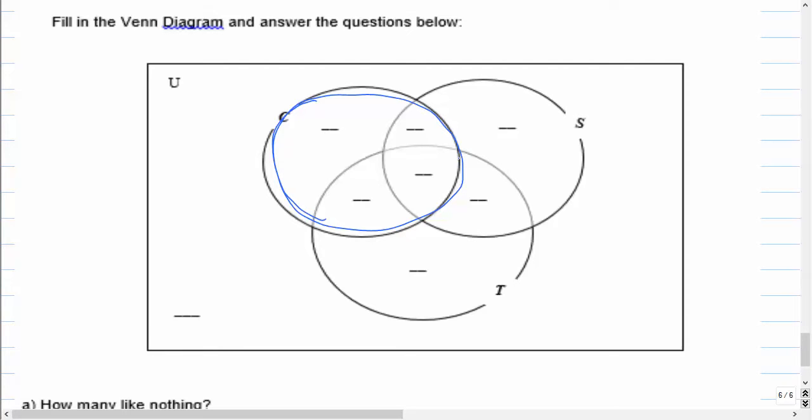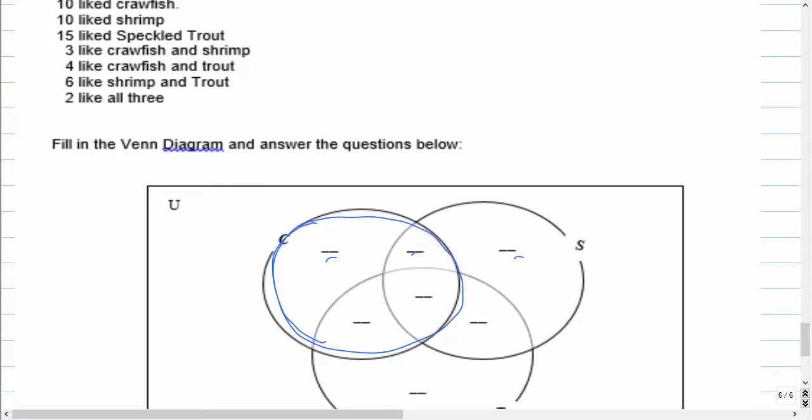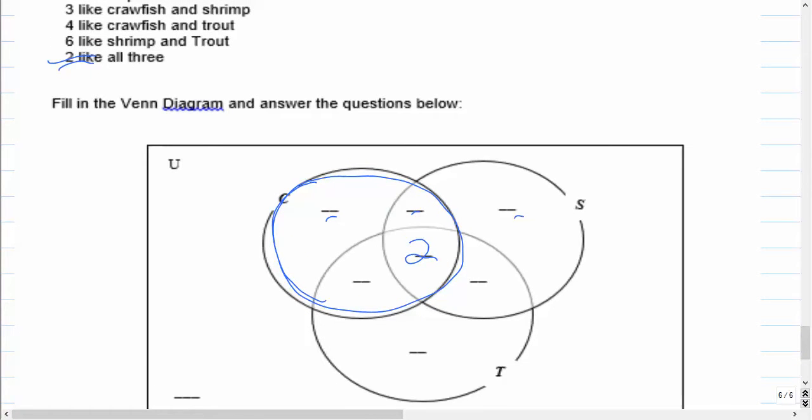So the idea is you try to find one of the regions that you can fill in immediately. Well, I talked about this in class. We have 2 people that like R3. If you like R3, you are right there. 6 people like shrimp and trout. If you like shrimp and trout, you are in this region here. Let me might as well use a little color here. There's 6 people in that region. I've counted 2 people already. There's got to be 4 there. The total has to be 6. If 2 people are already in the region, then the total has to add up to 6. The 4 have to be there.